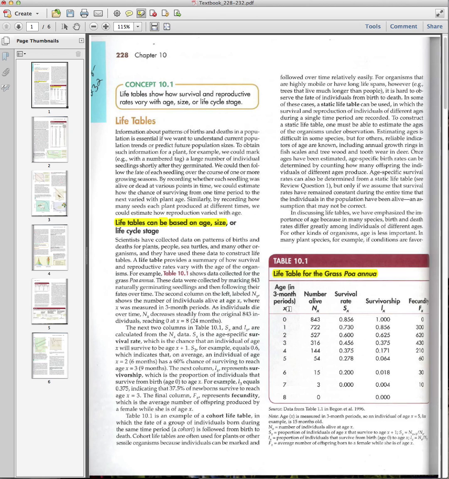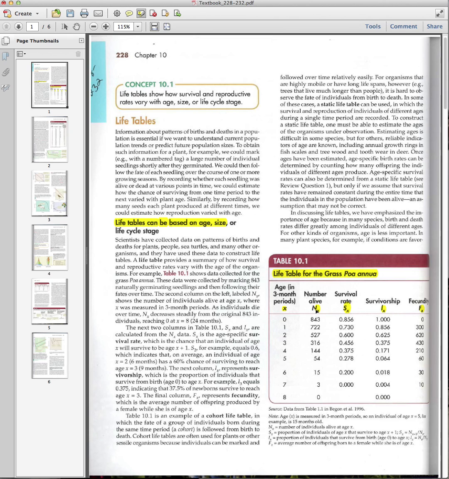I want to point out a little bit about notation, right? You have an X here, and this tells you that things in this column are called X, right? And they relate to the age of the organism. But you also see this little X here next to N and next to S and next to L and next to the F here. That little X after each term, that means that it's with respect to X, right?